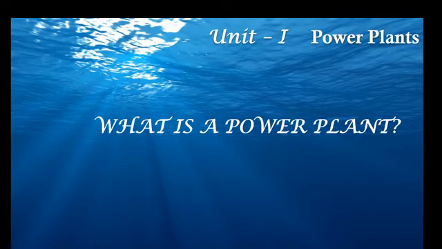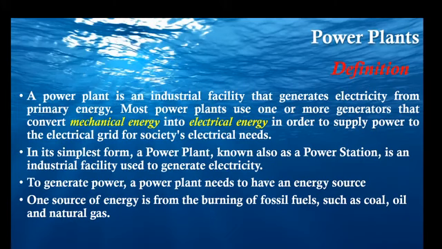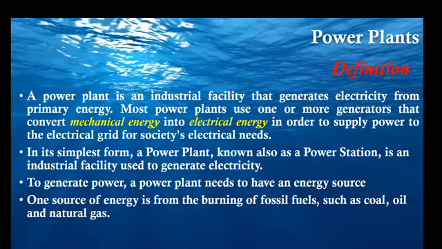That means we can use it for industrial purposes, or otherwise for domestic purposes. In the simplest form, a power plant, also known as a power station, is an industrial facility used to generate electricity. It is a power station which is used for the generation of electricity, using different power sources. These are the definitions for power plants.